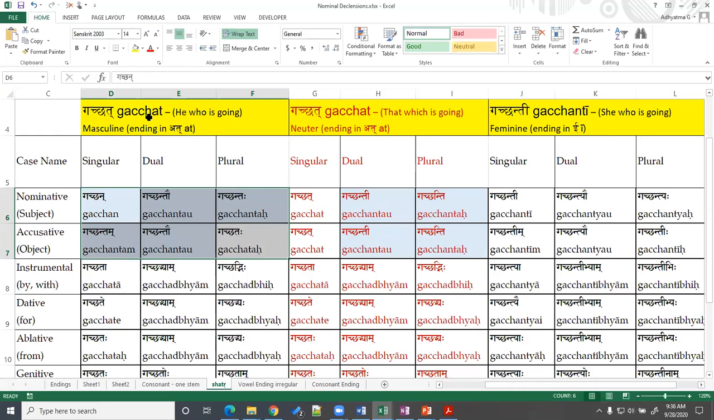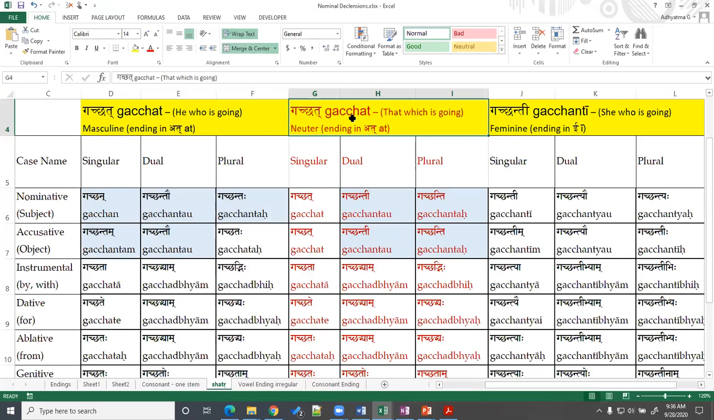In masculine and neuter, the base word is takaranta, ending in consonant. But in feminine, the base word is ending in ikaranta. So it's a vowel ending. It becomes a vowel ending nominal. So it completely changes the declensions. But here they are very similar, masculine and neuter. Just the nominative and accusative cases are different.